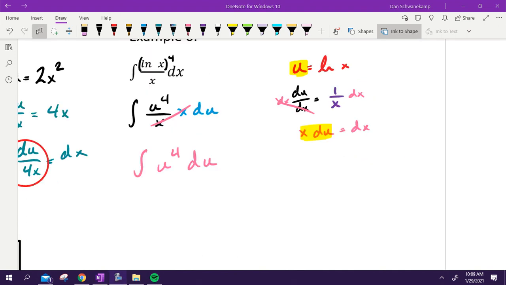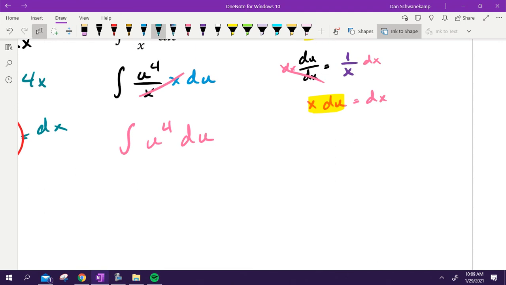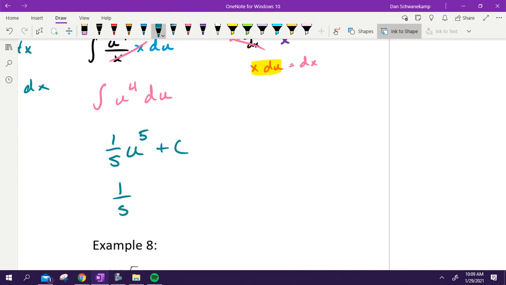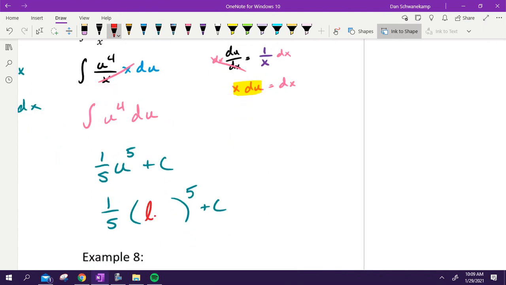Finish it. We're finding the antiderivative of u to the fourth. Michael, what's the antiderivative of u to the fourth going to get me? So I add 1 to my exponent. What's my new exponent going to be? And then I divide by my exponent. So what else is going to be there? 1/5 u to the fifth, and then a plus c. To finish this problem, he's just going to replace the u. If he replaces the u, it is going to give me natural log of x to the fifth. Boom, there's my answer. Questions there?